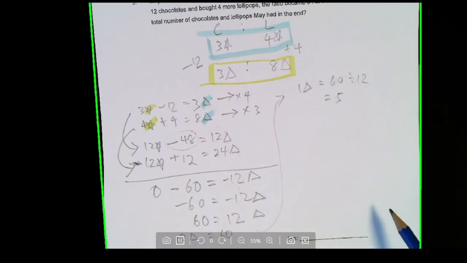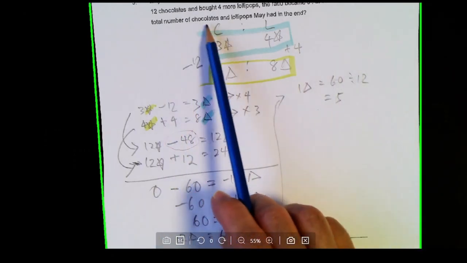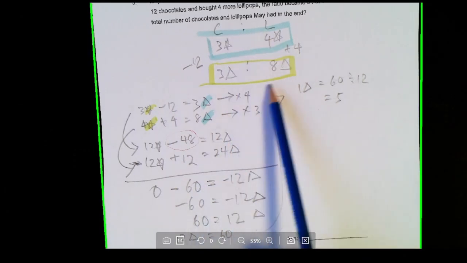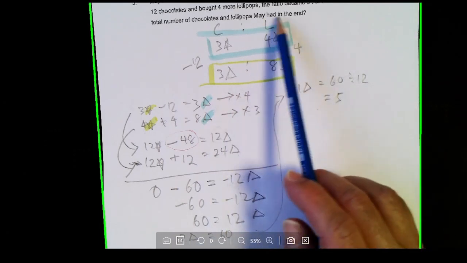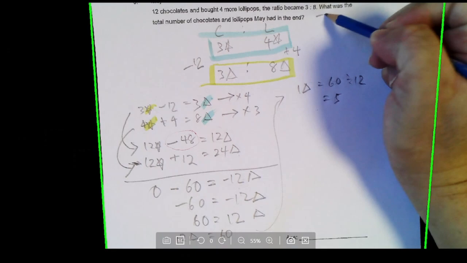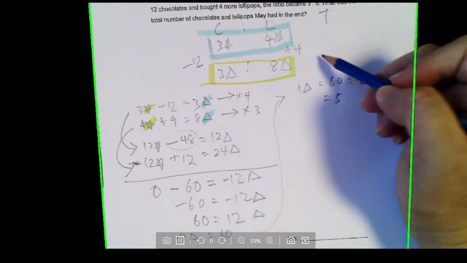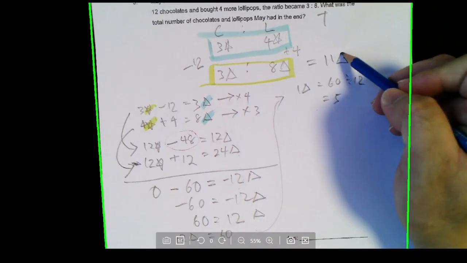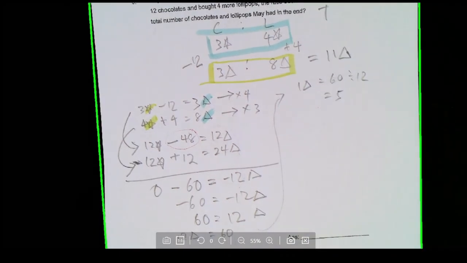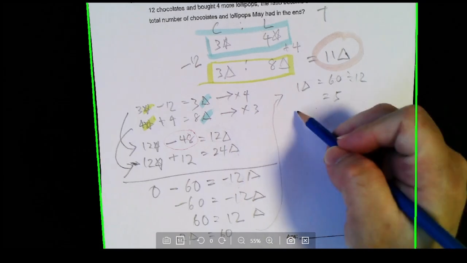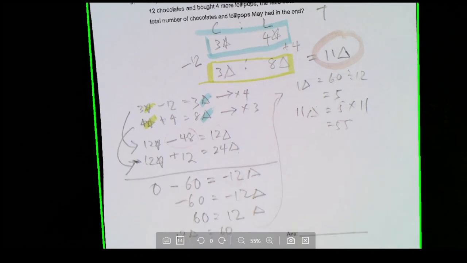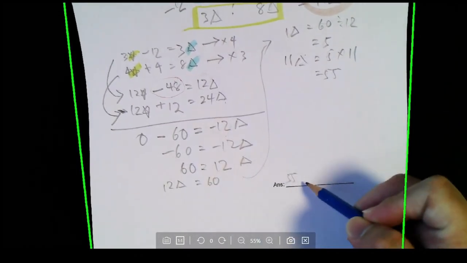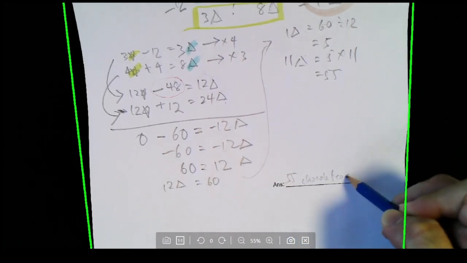Now, read the question. The question is asking, what is the total number of lollipops and chocolate she had in the end? She had 3 triangles of chocolate, and lollipops, she had 8 triangles. Total, 3 triangle plus 8 triangle equals 11 triangle. So 1 triangle equals 5, 11 triangle equals 5 times 11 equals 55. So 55 chocolates and lollipops.